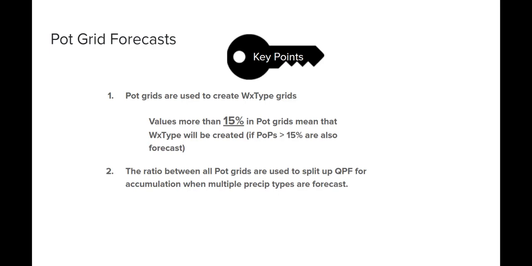value of 20% means that only a quarter of the QPF will be used for sleet accumulation and a quarter of the QPF will be used for snow accumulation. Half of the QPF will be rain and thus will run off.